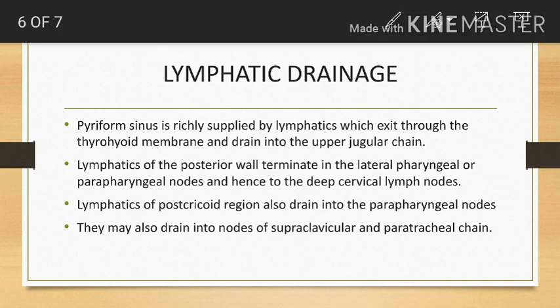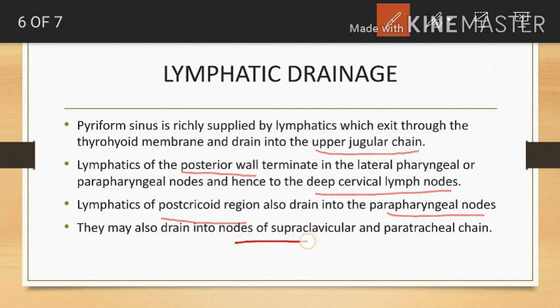So here we have four things. Firstly, it is draining into the upper jugular chain. It's just a revision so that we don't forget it. Then secondly, into the deep cervical lymph nodes, that is from the posterior wall. Then from the postcricoid region, it goes to the parapharyngeal nodes, and it can also drain into the nodes of the supraclavicular and the paratracheal region.